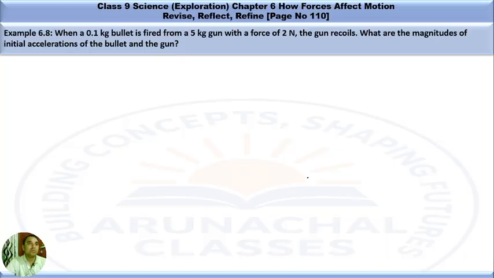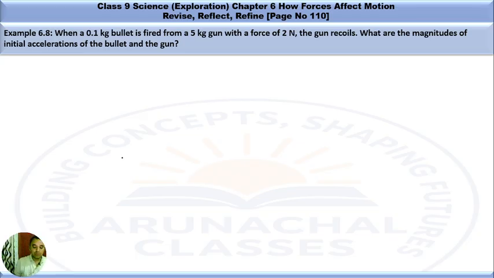You can see the question number 6.8, that's an example given in page number 110 of chapter 6, how forces affect motion. The question is that when a 0.1 kg bullet is fired from a 5 kg gun with a force of 2 Newton, the gun recoils. What are the magnitudes of the initial acceleration of the bullet and the gun? That is, we need to find out.